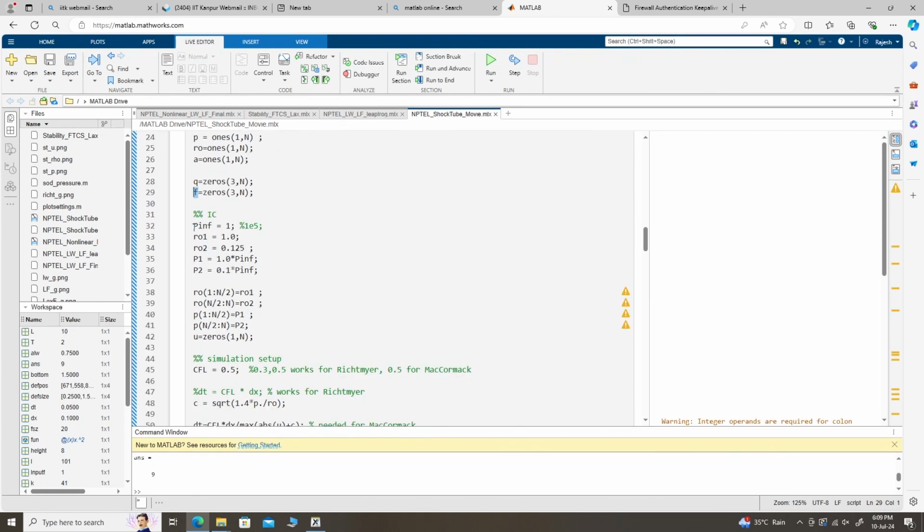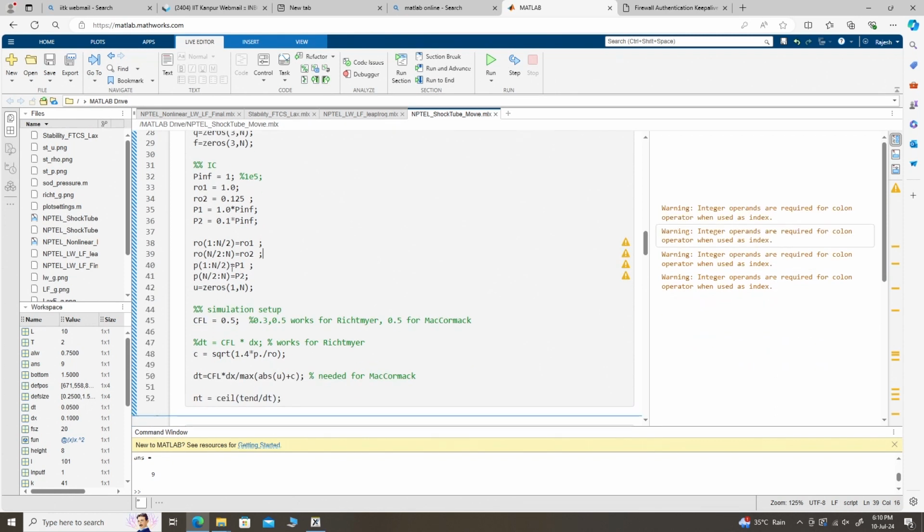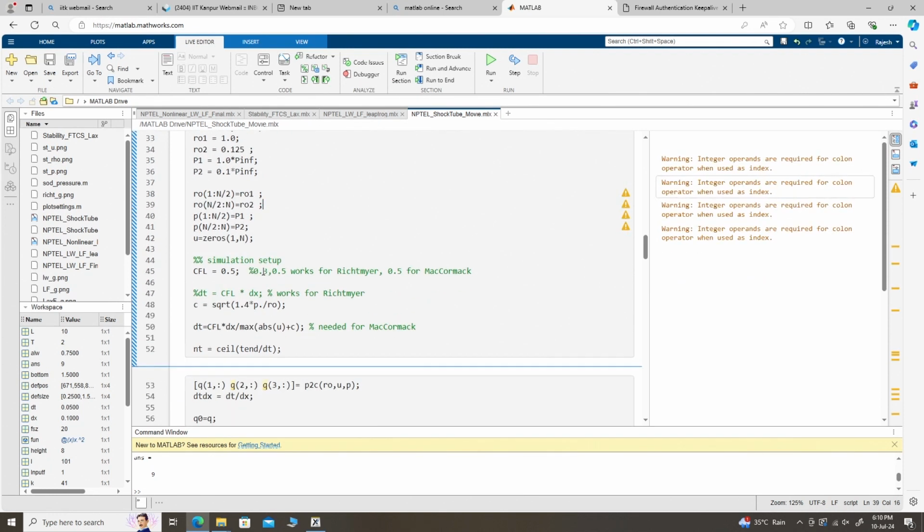Now, you can give the initial condition. This is the value that we have for p infinity, rho left and rho right, and so on. You can see p1, which is the p left, is p infinity, and p2 is 1/10 of p infinity. Then you can assign it on the left hand side, 1 to n by 2, and then n by 2 to n, rho 1 and rho 2, and u is 0 anyway in the initial condition.